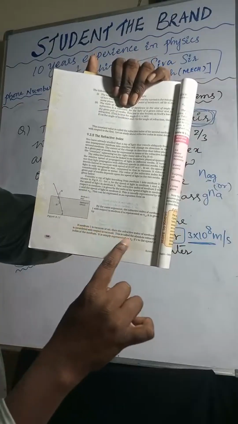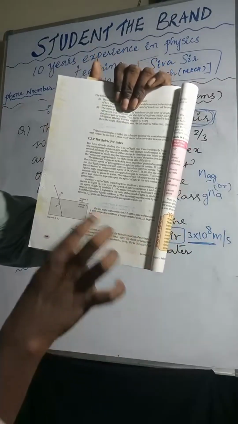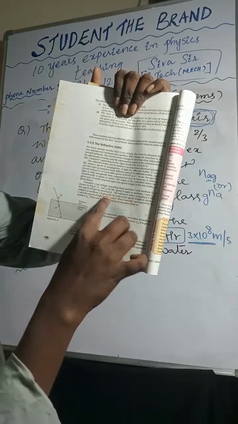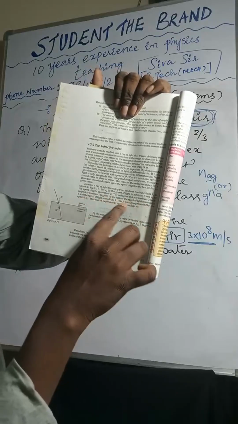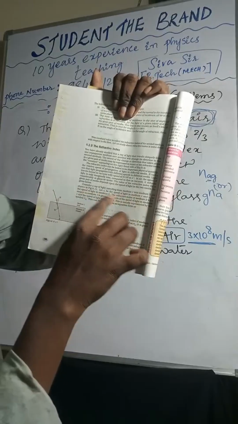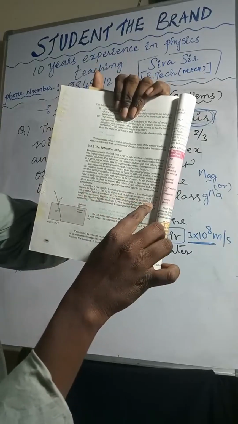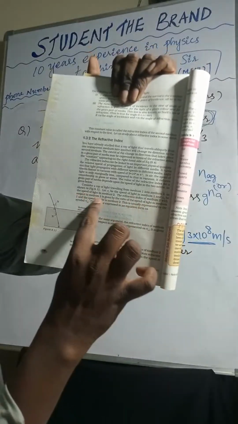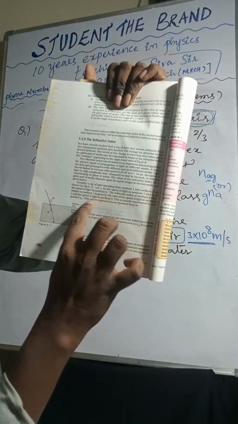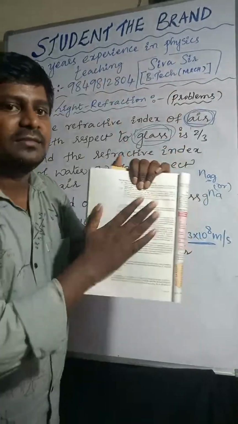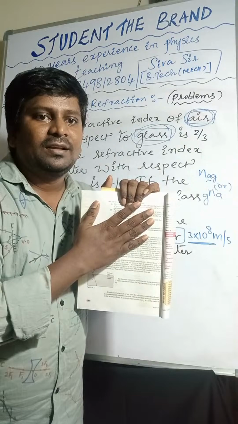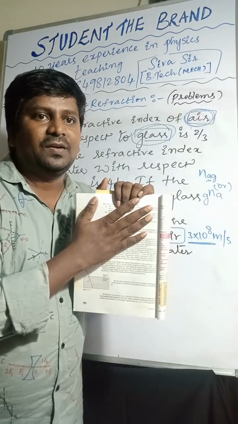Next one, here also see. That's enough. Here also you can observe: the refractive index of medium 2 with respect to medium 1. So n21. Yes or no?